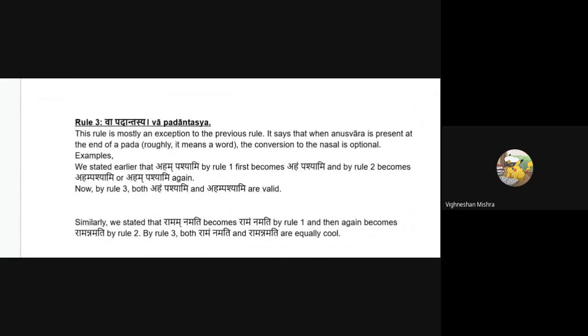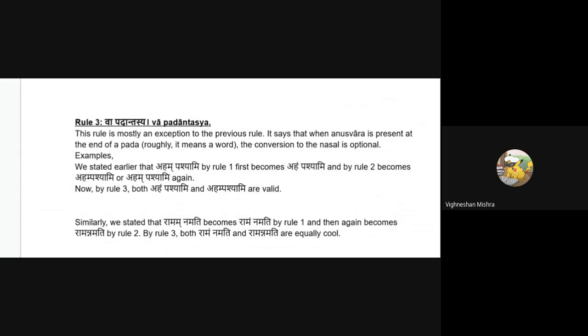Va padantasya. This rule is mostly an exception to the previous rule. This is here to make things easy, clear up the mess after the second rule. It says that when an Anusvara is present at the end of a pada, roughly the word pada means a word, the conversion to the nasal is optional.